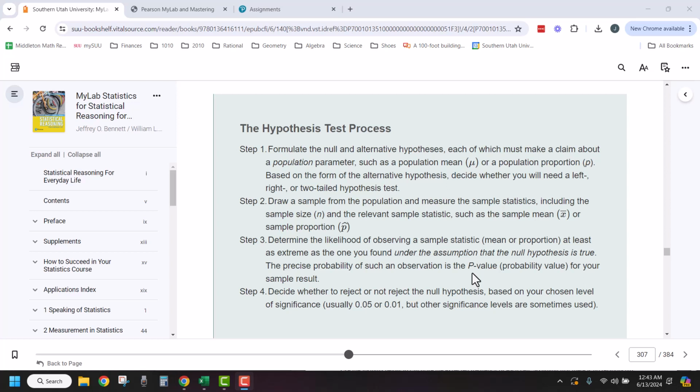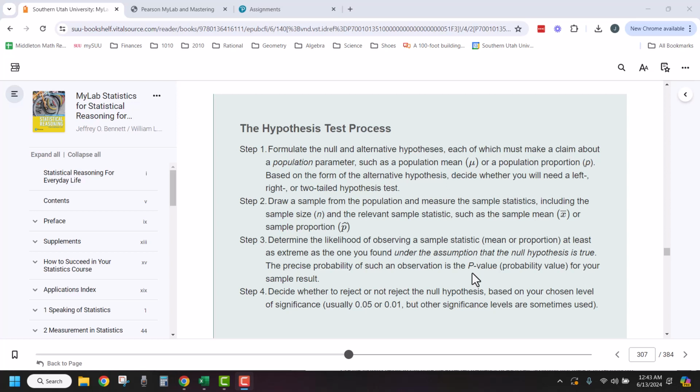and alternative hypotheses. So the null hypothesis has to do with something about the population. So remember, we pretty much never know the actual parameter for the population because it's not practical to survey the entire population. So the null hypothesis has to do with the population parameter.